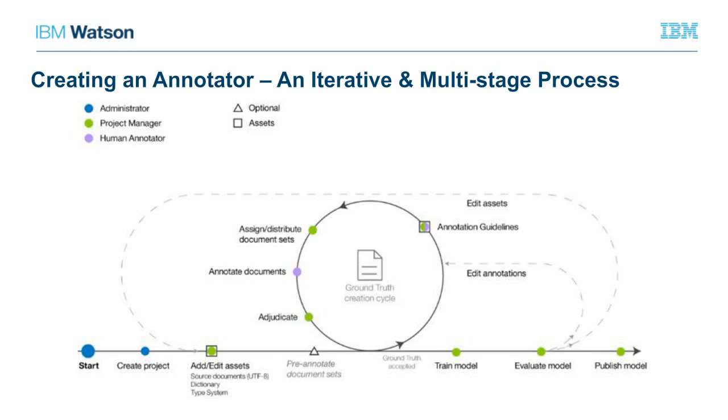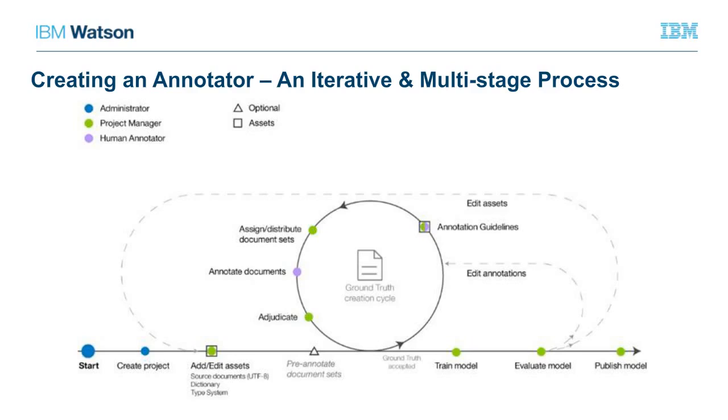So from the bottom left, you can see that an administrator initially creates a project, and then they must also create assets such as documents, dictionaries, and a type system. Documents need to be imported, which need to be representative of your domain content, and that set of documents is called the corpus, and later on a subset of that corpus is assigned to each one of the human annotators.